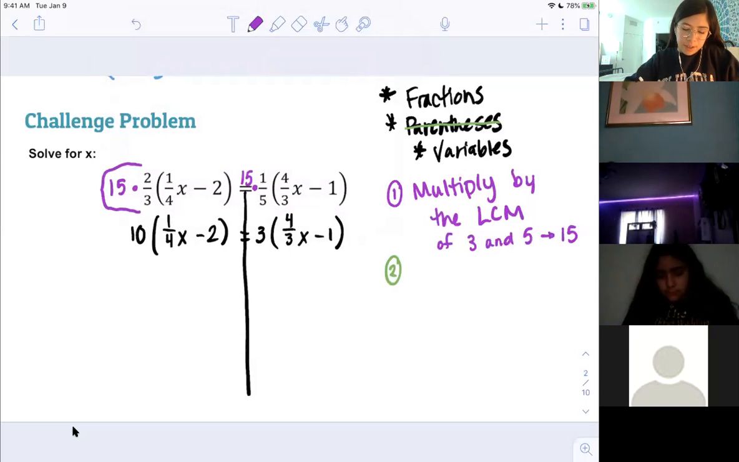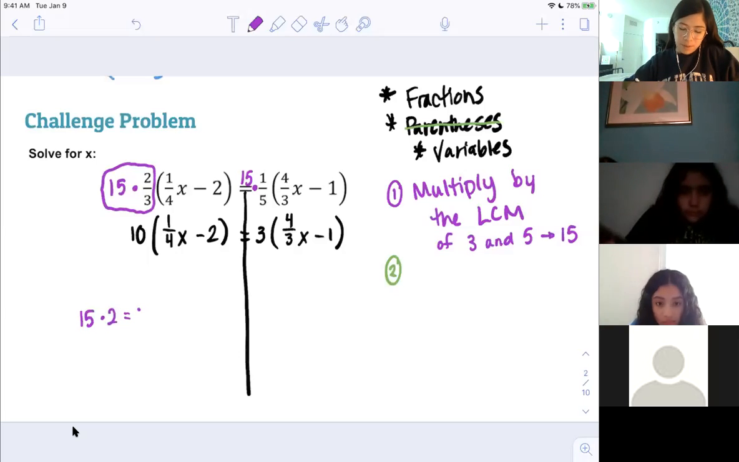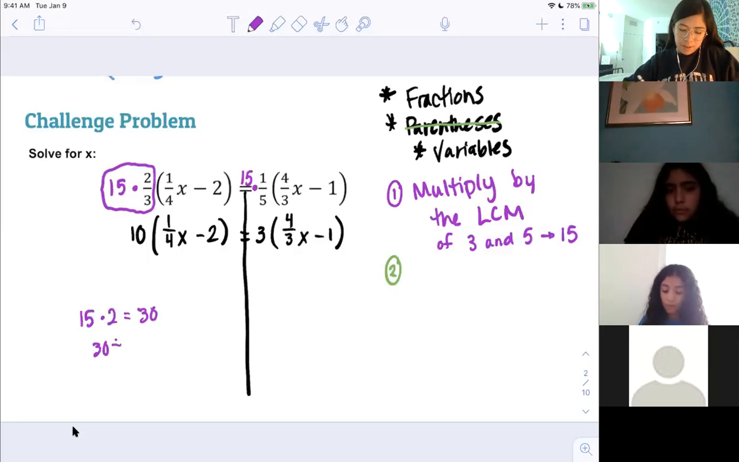I got 10 because I did 15 times 2/3. The way you do that is you do 15 times 2, which is the numerator. What do you get? 15 times 2? 30. And then you divide that by the denominator. So 30 divided by 3 gave me 10. That's how I got 10.